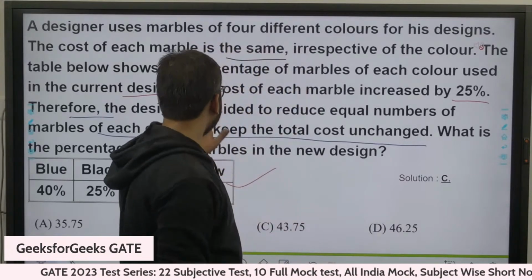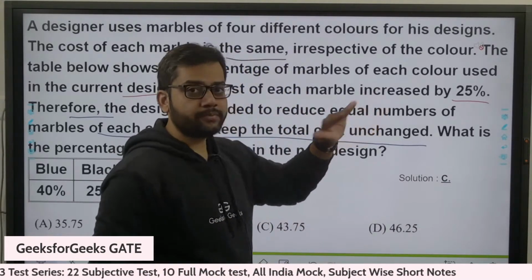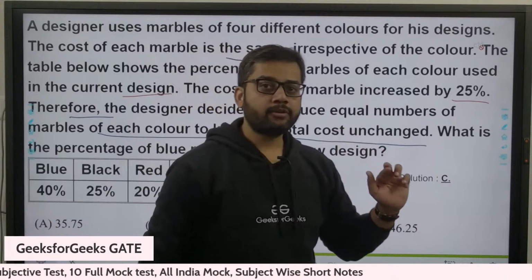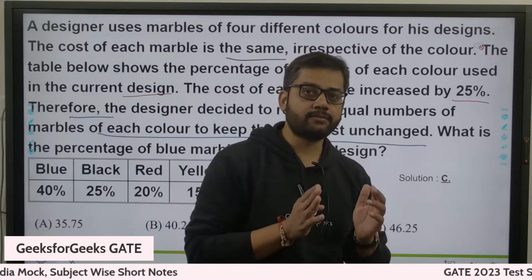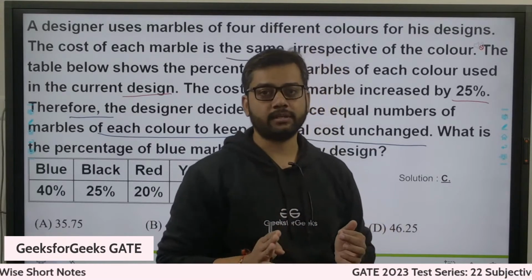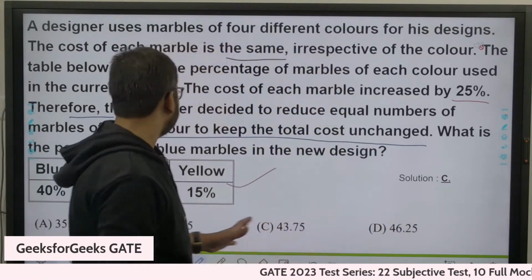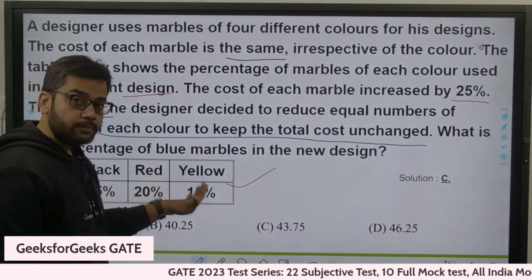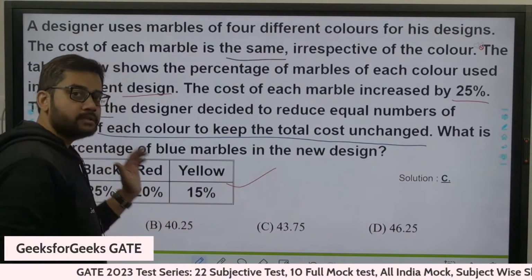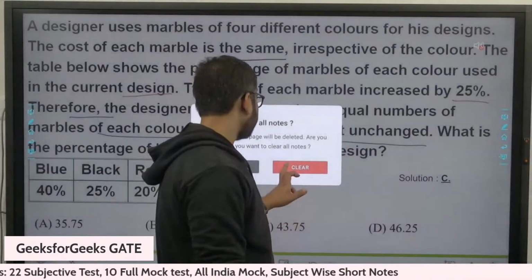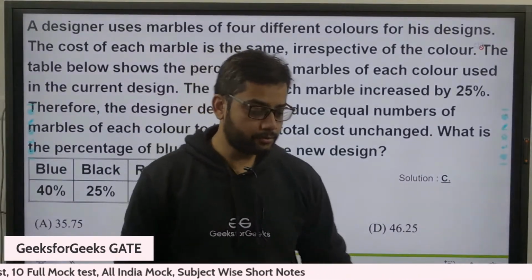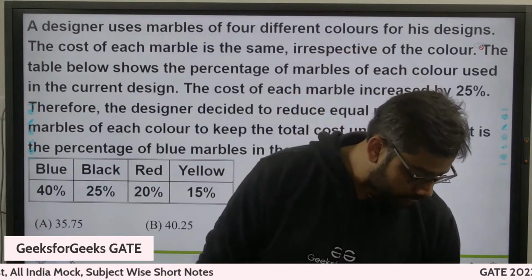Now the cost of the marble is increased by 25%. It means from the production end, if the cost is increased, definitely a certain sum of money will not get affected, it will affect the production. So he will reduce the blue, black, yellow and red marbles production so that the cost will be equal. Till now, is there any doubt in the question?